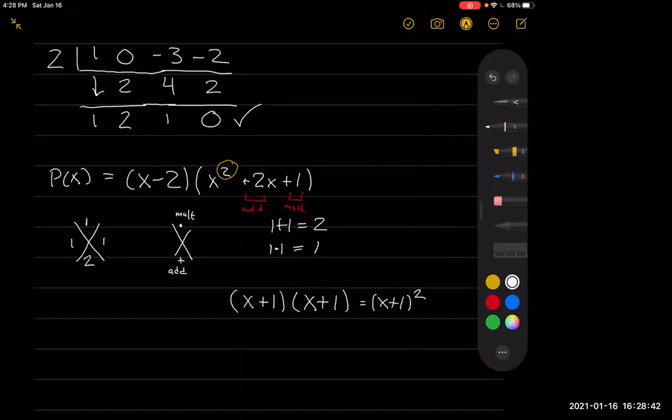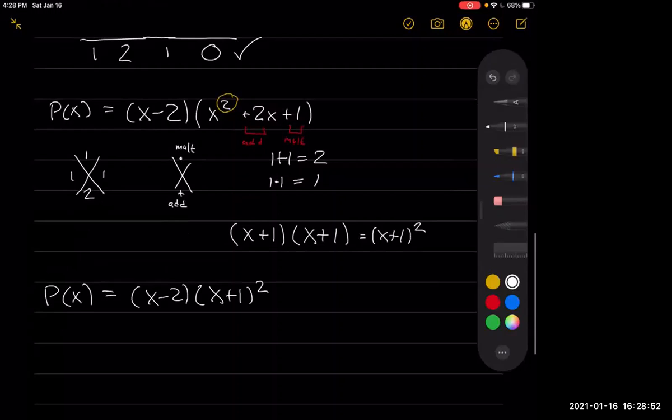Okay, so now we know what the fully factored form is. P of x is x minus 2 times x plus 1 squared, and the zeros are 2 and -1.